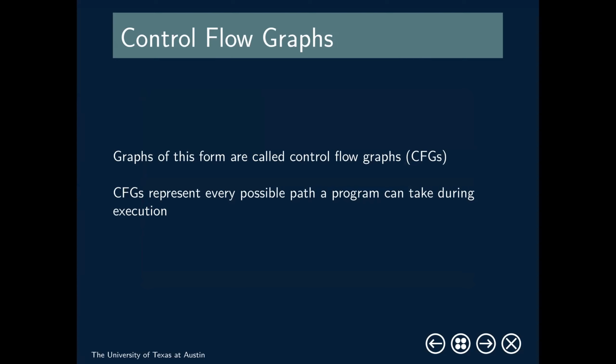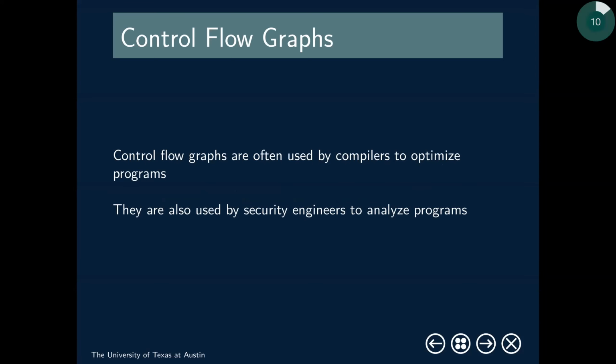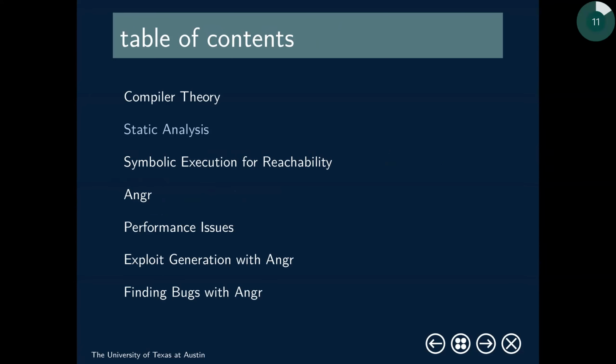Graphs of this form are called control flow graphs in compiler theory, so they're often just abbreviated to CFGs. And CFGs, if you think about it, represent every possible path that a program can take during execution. CFGs are commonly used by compilers to optimize your code, but they're also used by security engineers to analyze programs.